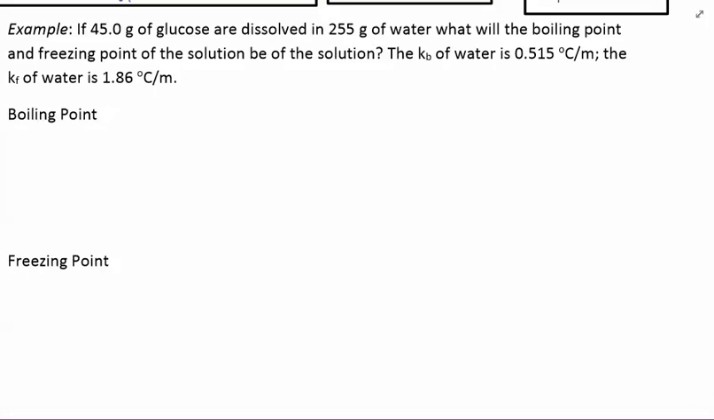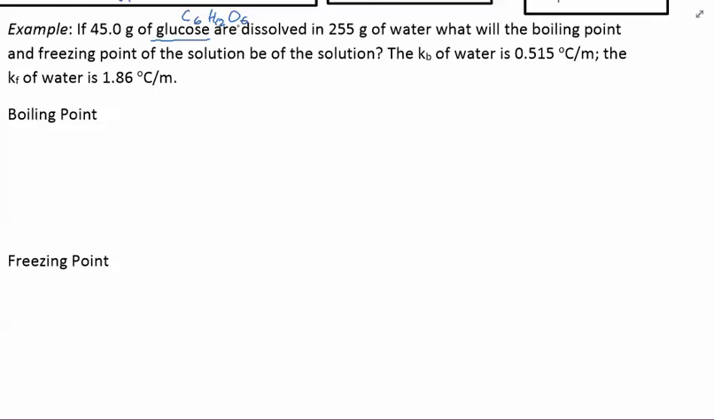So in this example, we have glucose, which we're going to say is C6H12O6. It's dissolved in 255 grams of water. What will the boiling point and freezing point of the solution be? Notice how they give you the constants. You don't have to come up with those. Those will always be provided to you. So Kb is for boiling, Kf is for freezing.